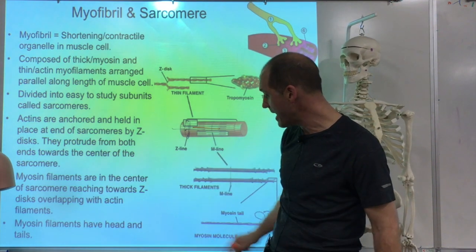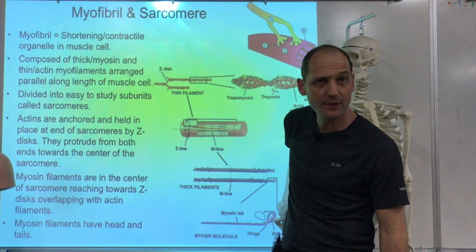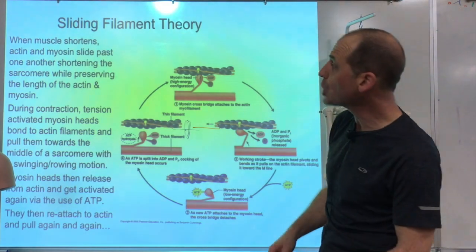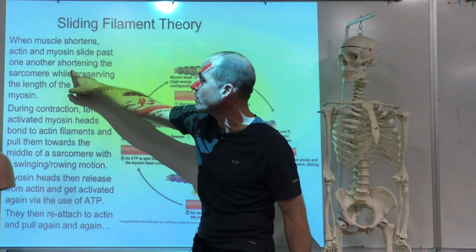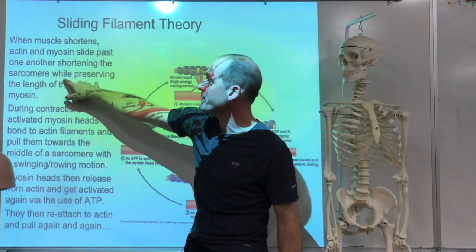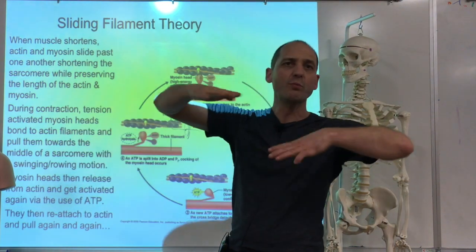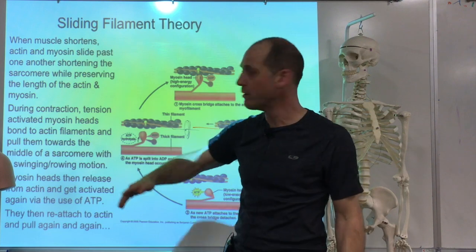Myosin filaments have a head and a tail. We talked about the head. The head is going to attach to the actin filament. When the muscle shortens, actin and myosin slide past one another, shortening the sarcomere while preserving the length of the actin and myosin. Yeah, it's like the ropes that just go past one another, tug of war.